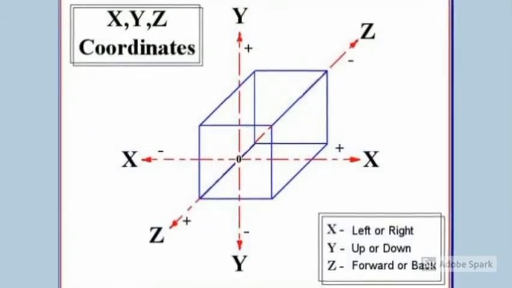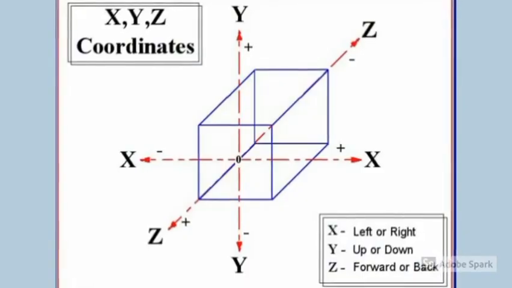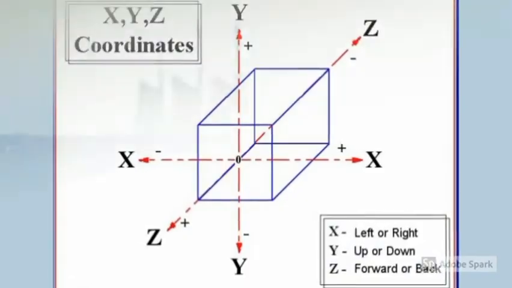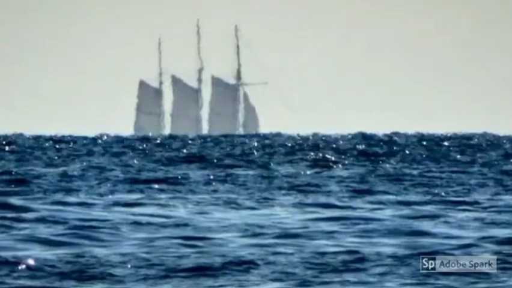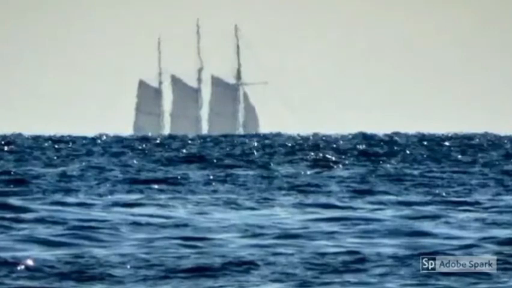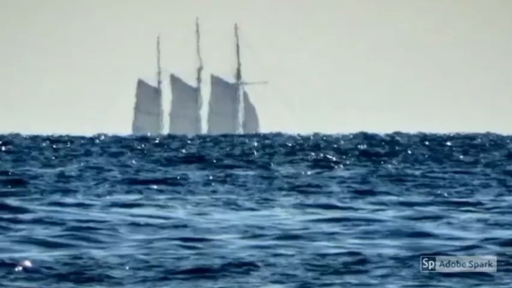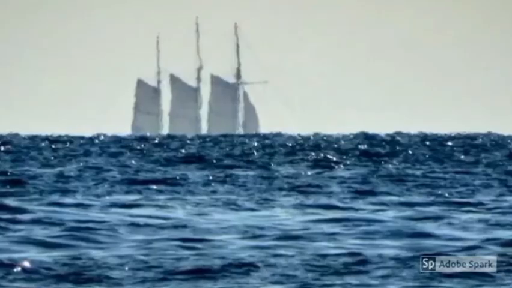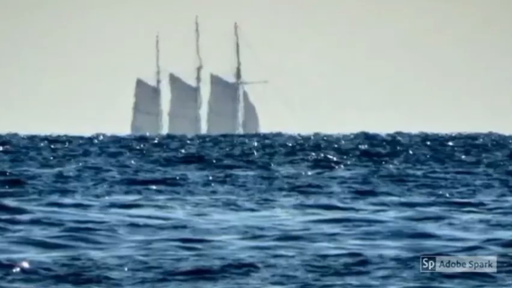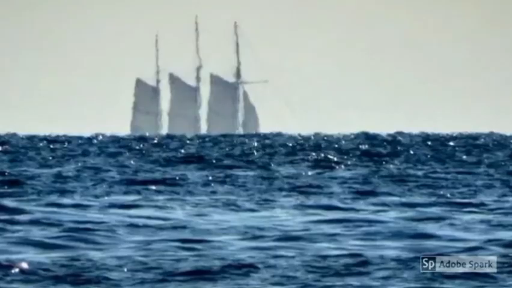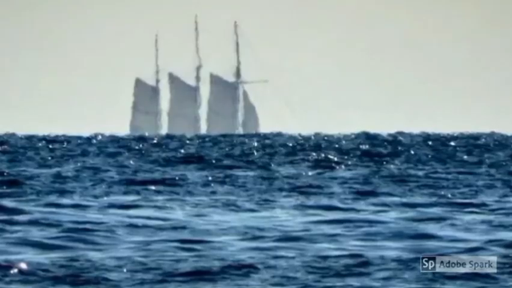Let's take the X, Y, and Z axes into consideration here. This boat appears to be sinking on the Y-axis as it travels away from us on the Z-axis. However, when we see this phenomenon, do we ever see any curvature on the X-axis?